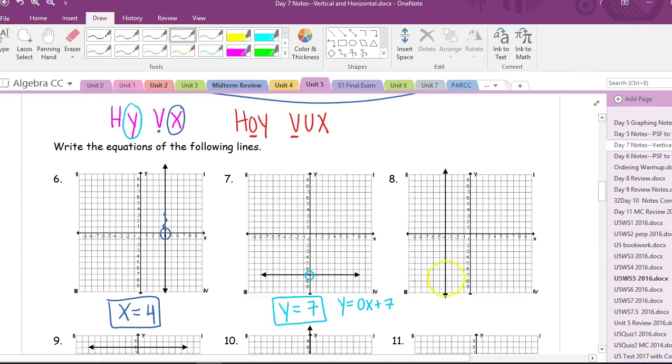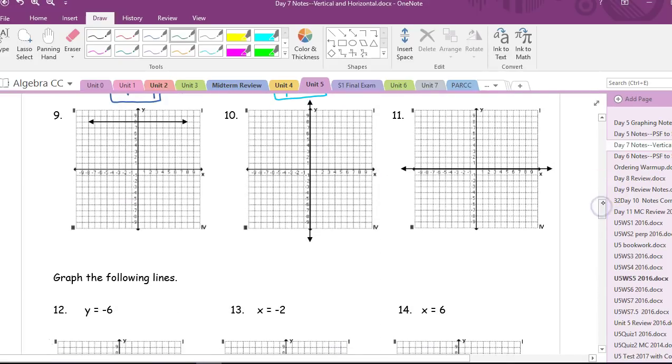8, vertical line, x equals, and it hits your axis at -4. Okay. All right, this guy, horizontal line, y equals, hits at 8. There you go. See how fast these are? You don't need to worry about the slope. Horizontal and vertical lines are kind of their own thing.